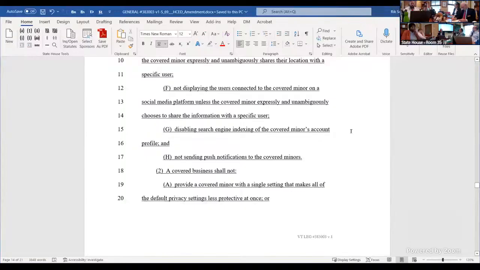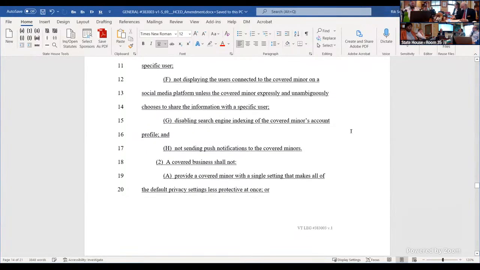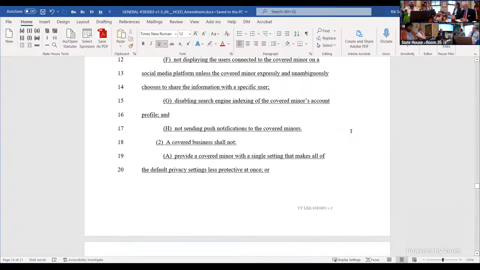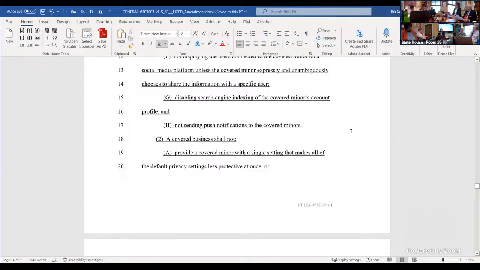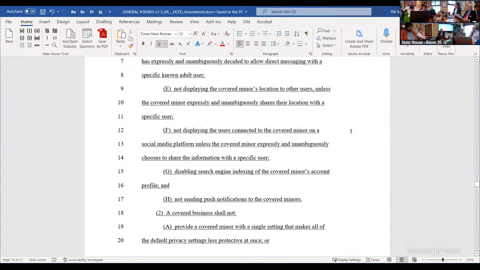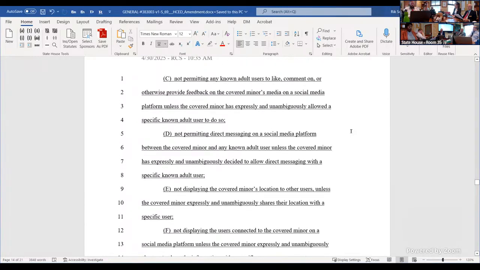Disabling search engine indexing of the covered minor's account profile and not sending push notifications to the covered minors. So by saying specific adults, what it's saying is that just the fact that a minor has allowed an adult to look at what's on their media page doesn't mean that they're giving all adults the authority to do that. It's that one specific person. Either you make them your contact, a friend, whatever, or you specifically pick one person, not all adults. You have to specifically pick each person that you want to share your content with.